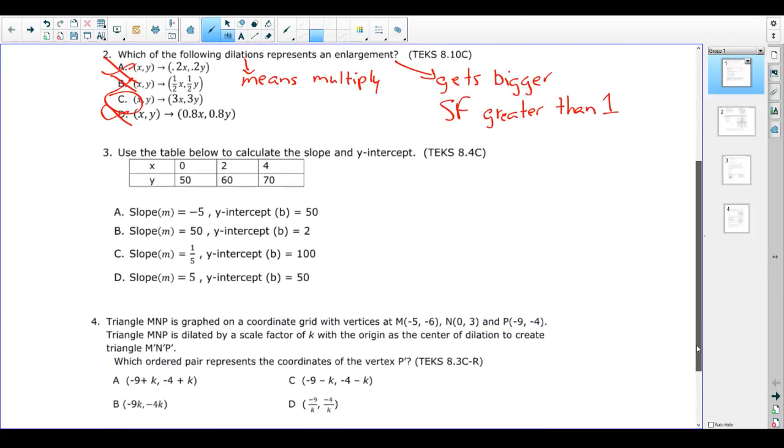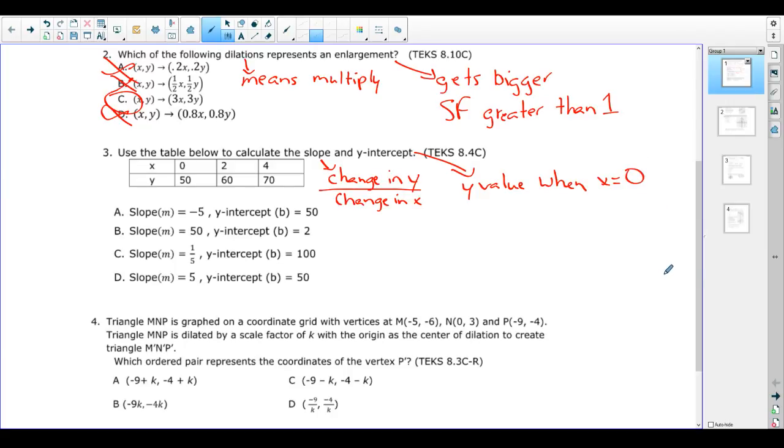Alright, number 3. Asbury and Gandy said y'all were very good at slope, which is good. Oh, we'll go over it anyway. So slope is change in y over change in x. And the y-intercept in a table is the y value when x equals 0. Okay, let's do slope first.